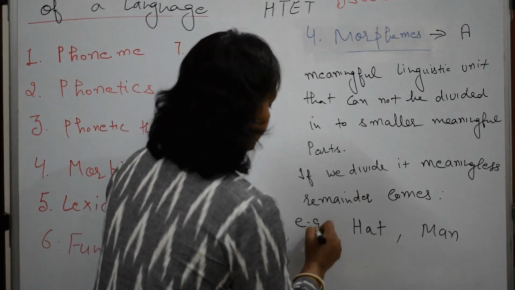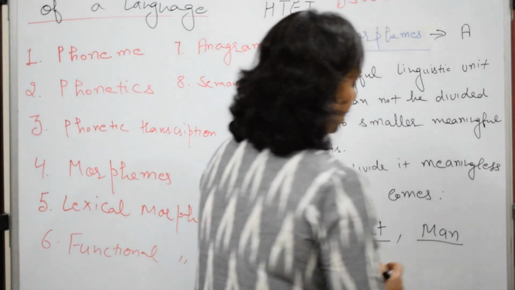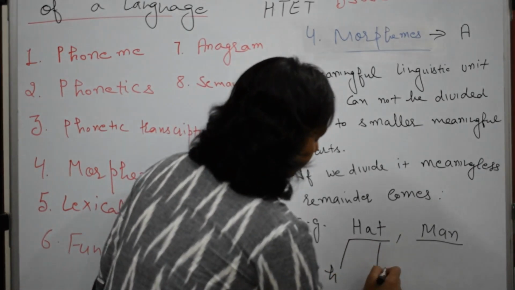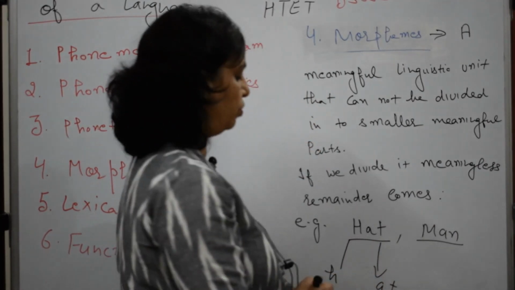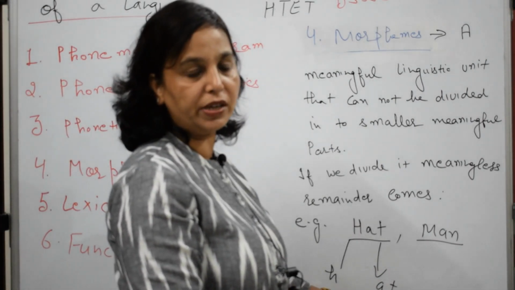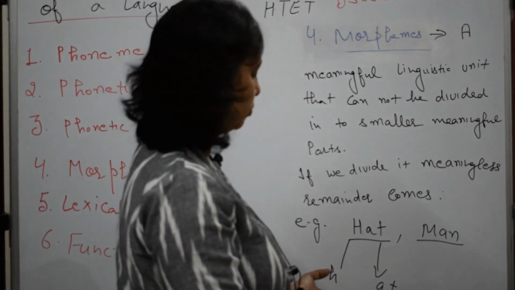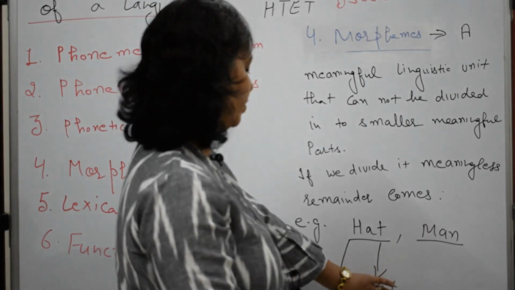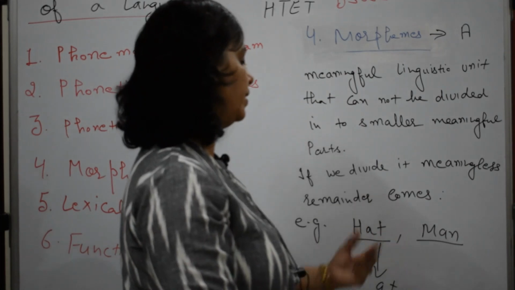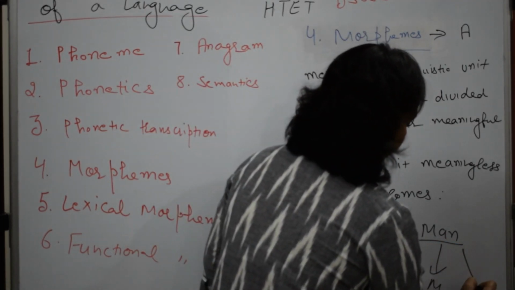The first word is hat. Hat has a meaning. The second word is man. Man also has a meaning. But if we divide it, it becomes h and at. At, we know very well, is a preposition. A preposition has its meaning, but without using it in a sentence, it is meaningless. H is also a meaningless phoneme, it has no meaning until or unless we unite them together in the word, and it becomes hat.